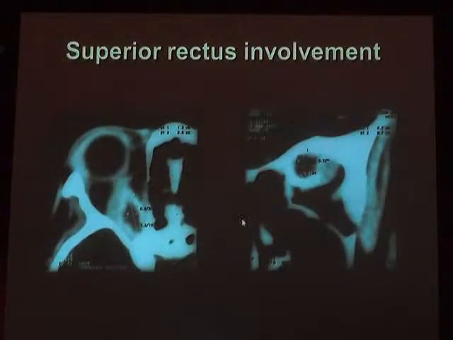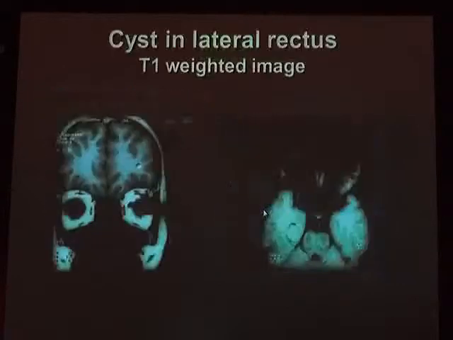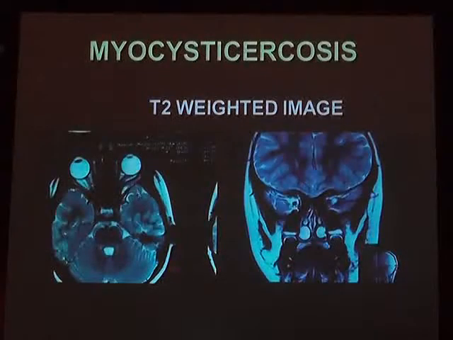This is a superior rectus involvement that you can see here. MRI gives very good soft tissue delineation as well and demonstrates the cyst with surrounding inflammation very well, and you can see the scolex quite easily. You can see the image in a T1 weighted image like this, or in a T2 weighted image with a whitish appearance like this.